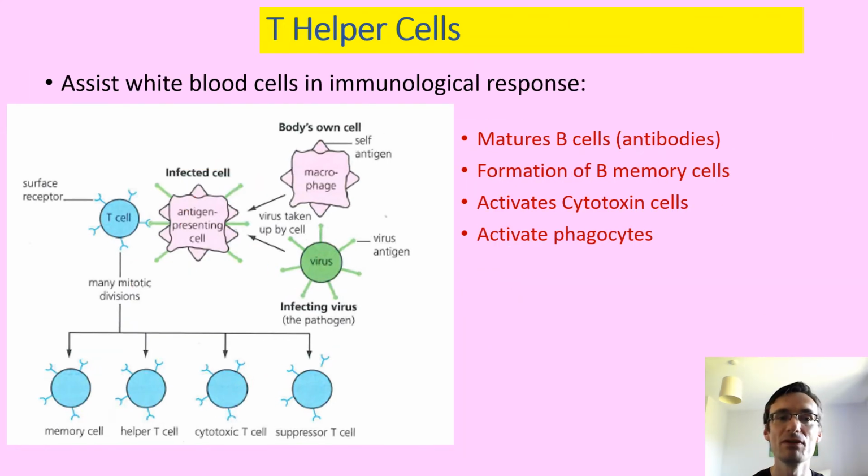So what's the importance of these? Well, the importance of these is that they basically cause the whole rest of the immune response. They cause the maturity of B cells, which will make antibodies, which we'll talk about in a second. They stimulate the formation of B memory cells, which is obviously important for the next time, the second exposure, if you get it. They activate something called the cytotoxic cells, and they activate further phagocytes if needed to fight the disease.